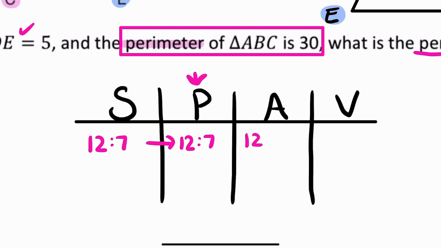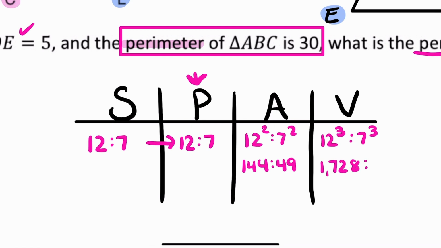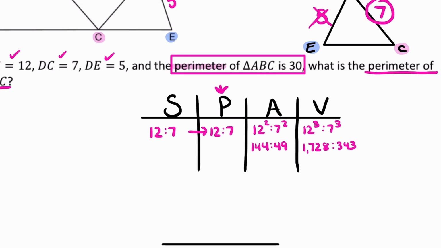And then we would do 12 squared to 7 squared for area. Now the numbers are going to start to get big, but that's okay. So we know that 12 squared, it's a perfect square we should know, is 144, and 7 squared is 49. But when we get to 12 cubed and 7 cubed, that might be a little bit harder. 12 cubed is actually 1,728. Use your calculator, don't be scared. And then 7 cubed is 343. But again, those parts aren't necessary. We're just using perimeter here. So that was just more for practice.